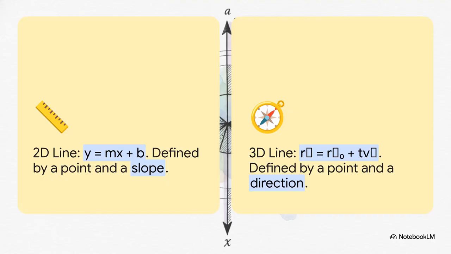So you've spent years with y equals mx plus b, right? You know it's all about a starting point, which is your y-intercept, b, and a slope, m, that tells you how to move. Now just look over at the 3D version. See the connection? It's the same pattern. We still have a starting point, which we call r0, but instead of a simple slope, we have a direction, and that's represented by the vector v. It's really the same idea, just powered up for 3D.